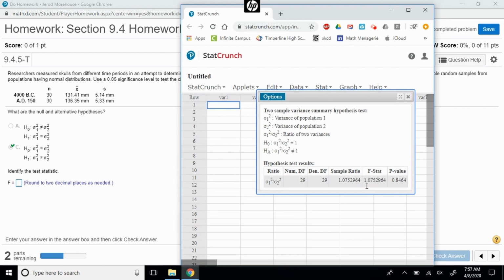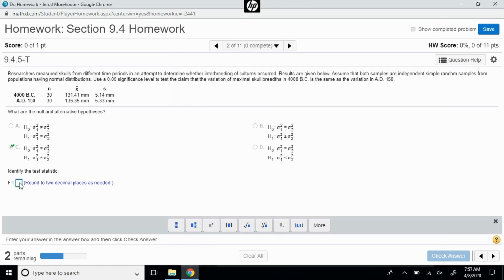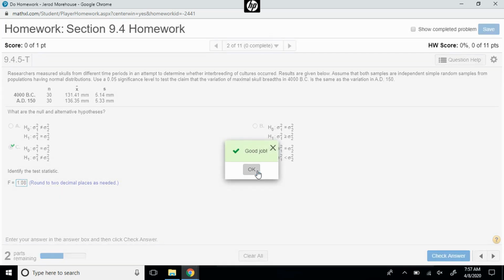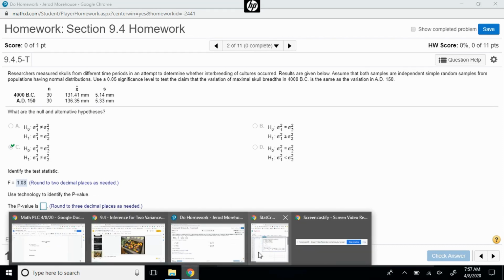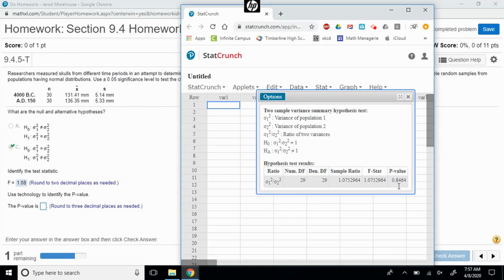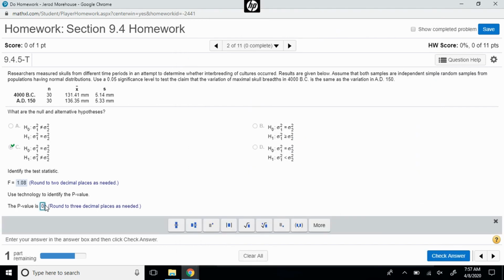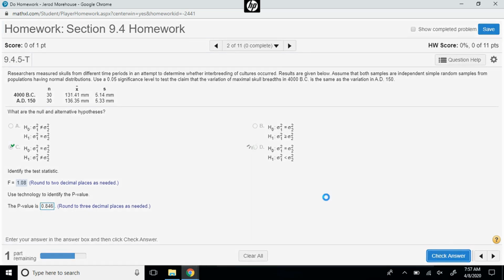F-stat is 1.07, 2 decimal places. I think it's going to round to 1.08 actually is what we're going to round that to. All right. And then our p-value was 0.846. Our answer. All right.